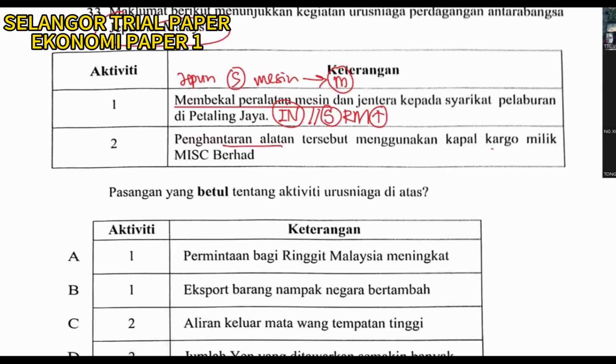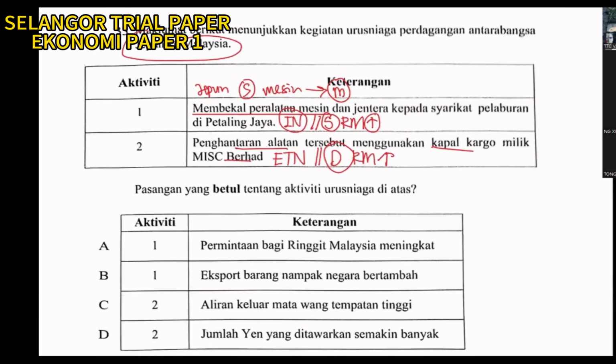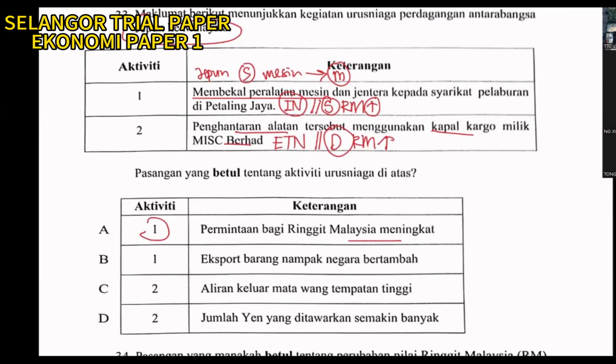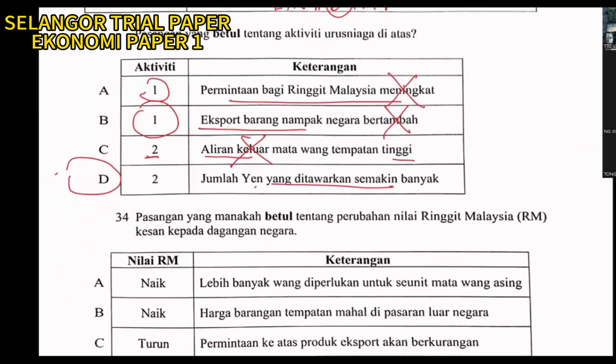Hantar alat guna kargo MISC. Japan using our service. Export tak nampak. So demand of ringgit increased because Japan need to pay us. Okay, so see, number one, ringgit increase? No. Number one, export? No. Number two, aliran keluar wang tinggi? No, it's a wang masuk. Yen ditawar? Yes. Alright.